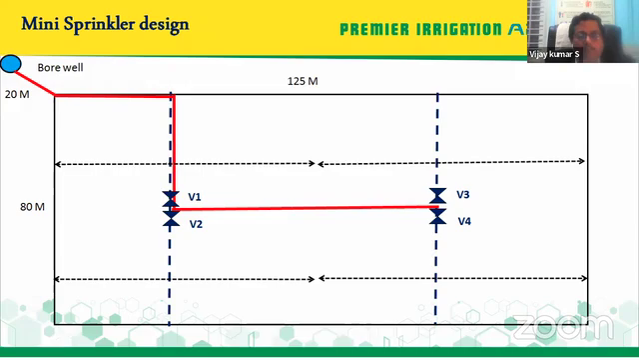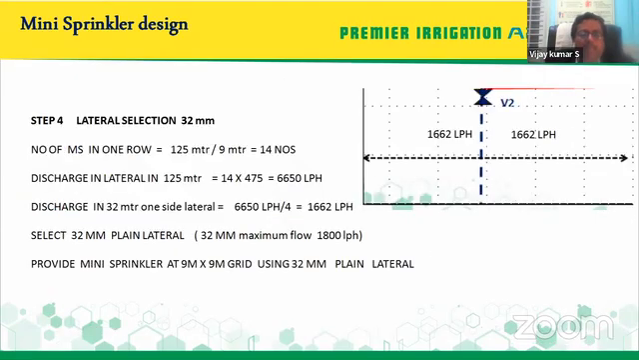And like in the beginning, I told you, at this stage, we have only decided the grid and the discharge of the mini sprinkler. I don't know the sizing of the main line, nor do I know the sizing of the lateral line. So as usual, I will get into the lateral selection.